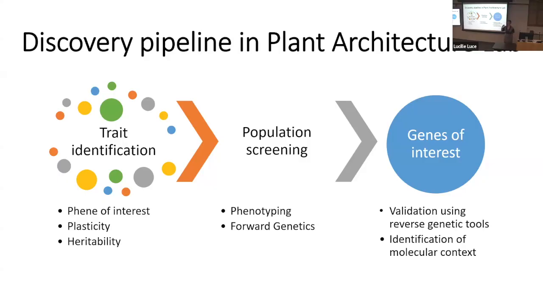The trick for us is that that specific trait needs to have some kind of heritability, because we are using forward genetics. If there's no heritability to it, maybe genetics is not the best way of studying it. Maybe biochemistry or transcriptomics is the best way to do that. But for us, we're really relying on genetics. So we're looking at heritability.